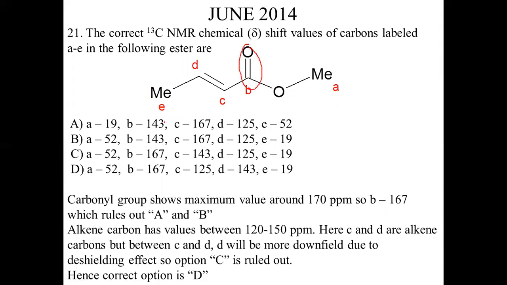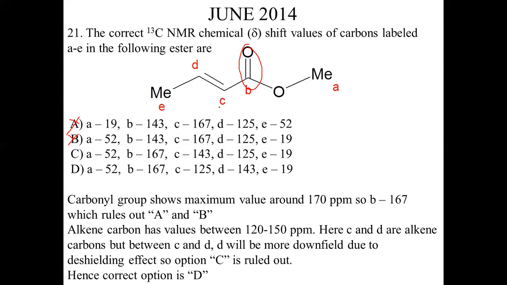So you look at the options. Highest one should be the carbonyl ester. Since it is an ester, it has to be around 170. Okay, carbonyl and it's an ester. Carbonyl group shows a maximum value around 170 here. So I can just omit option A and B. So you're left with C and D.